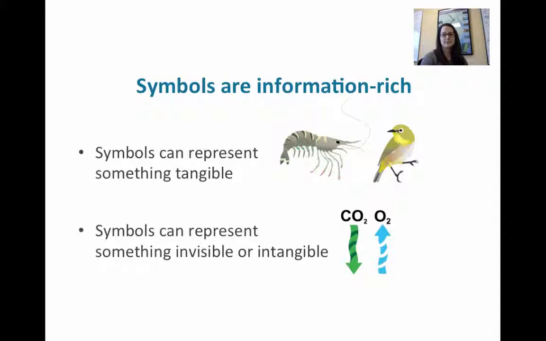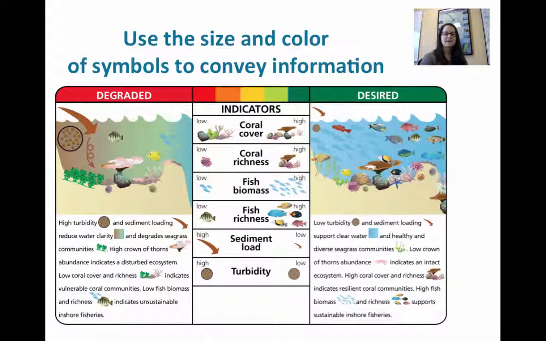So here we have this symbol of carbon dioxide being absorbed and oxygen being released, and that's how we represent photosynthesis as a symbol. And think about the way that you're using symbols in a diagram with size and color to convey information. So here we have a conceptual diagram of a degraded coral reef system versus a desired coral reef system, and we use the stoplight colors, so red to green, to illustrate bad to good because humans have an innate reaction to the color red and the color green.